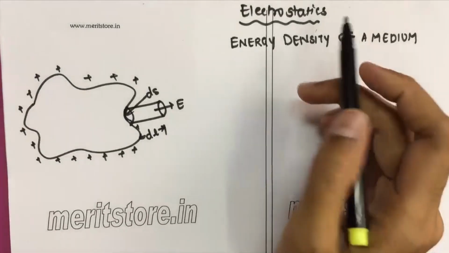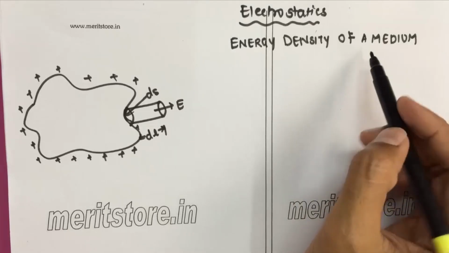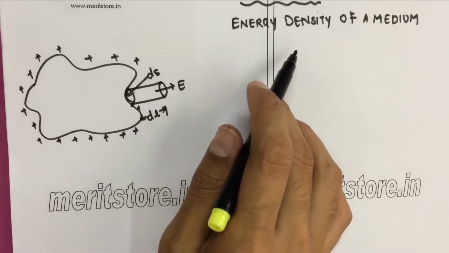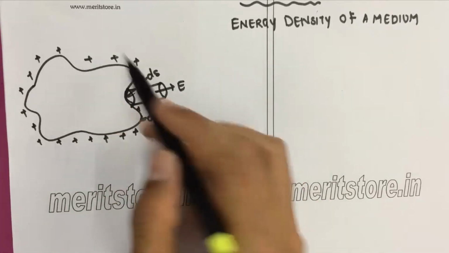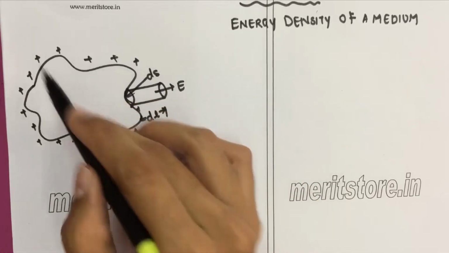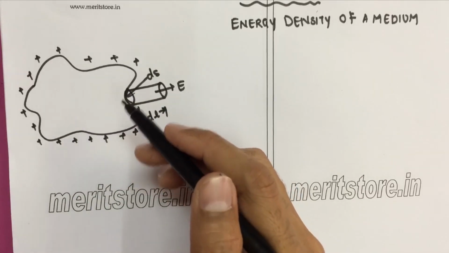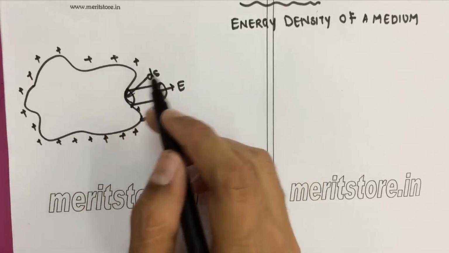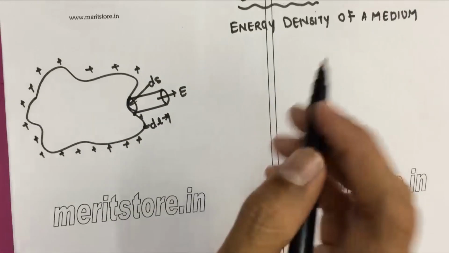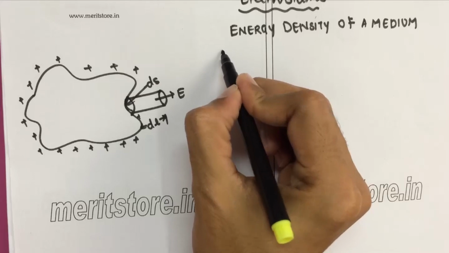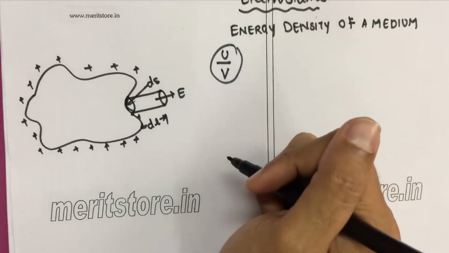The next concept is from the chapter electrostatics. It is the energy density of a medium. Whenever we charge a conductor, work has to be done to bring some charge on the surface of the conductor. This work is stored in the form of electrostatic energy, and that electrostatic energy per unit volume is called the energy density. Suppose the electrostatic energy is U, then U per unit volume gives you the energy density of that particular medium.